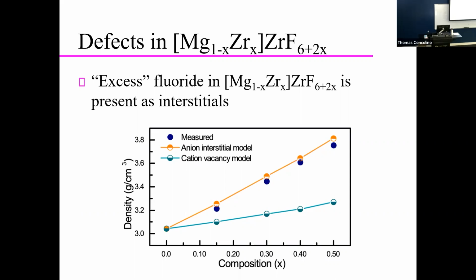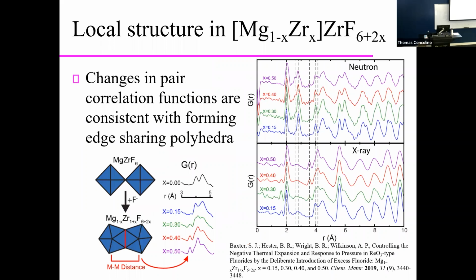And this slide shows measured density, dark blue, against what you expect for those two possible models: interstitial fluoride or cation vacancies. You can see this stacks up really well as an anion interstitial material. It's nice. That doesn't mean that we really have edge sharing polyhedra. What's the evidence for that?